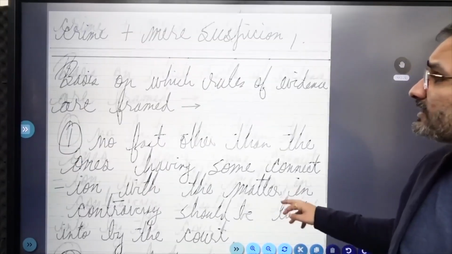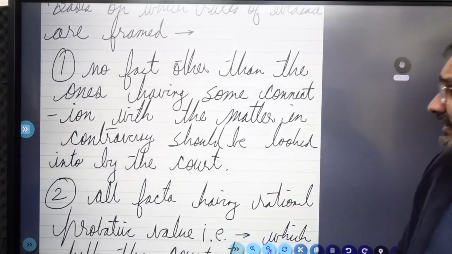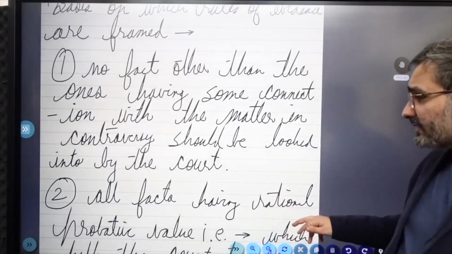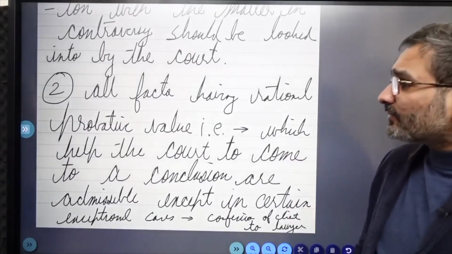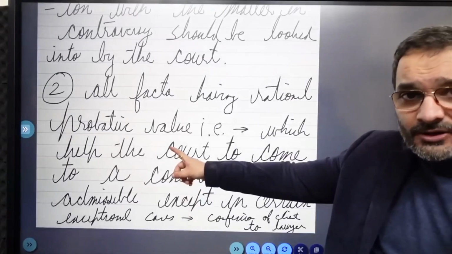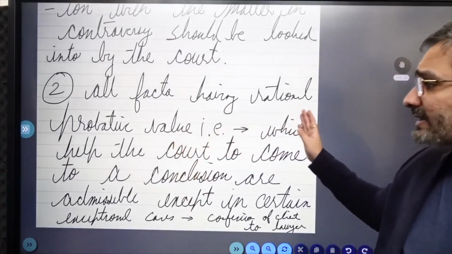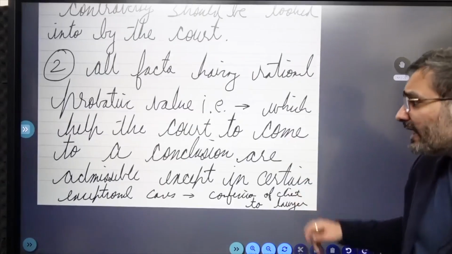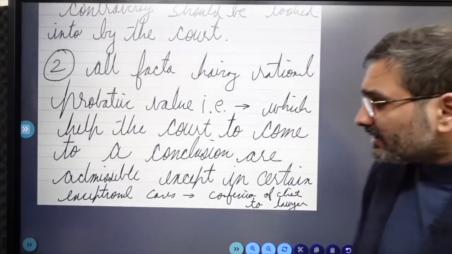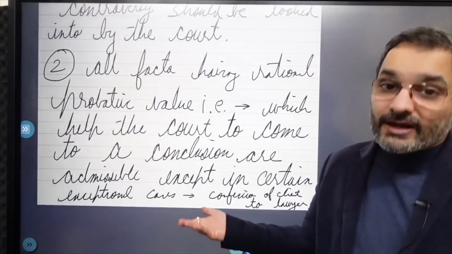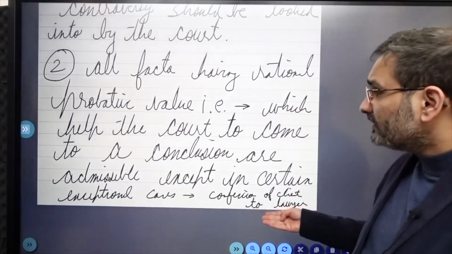So, the basis on which rules of evidence are framed: No facts other than the ones having some connection with the matters in controversy should be looked into by the court. All facts having rational probative value. ये word to word लिखेगा और यही मुझे आंसर में mention करना. All facts having rational probative value, that is, which help the court to come to a conclusion, are admissible except in certain exceptional cases. वही तो question है सारे, right? Such as confession of client to lawyer.